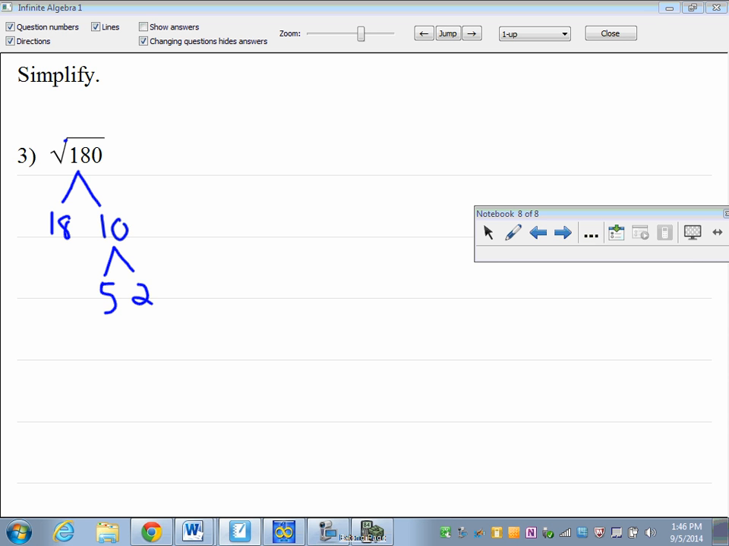5 and 2 are the factors of 10, and these are prime. So you might remember before, you circled those whenever you first learned how to factor. 18 can go to 6 and 3. 3 is prime. And lastly, 6 can go to 3 and 2.